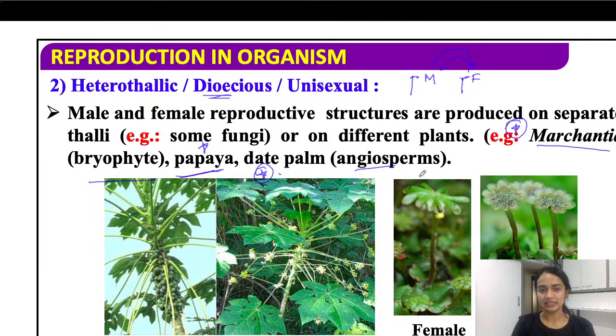Female and the male, again, this is the case of Marchantia. It is a form of algae fungus. So it will be referred to as heterothallic.